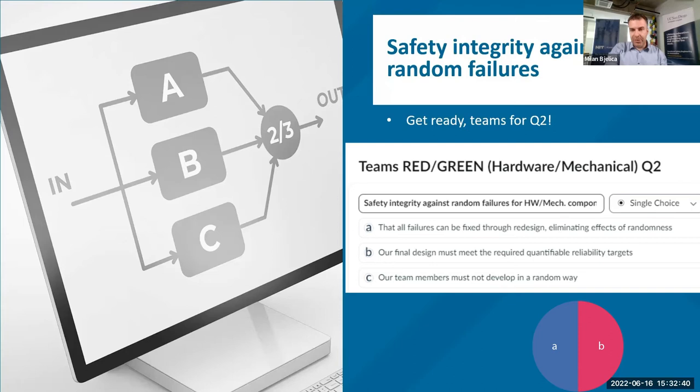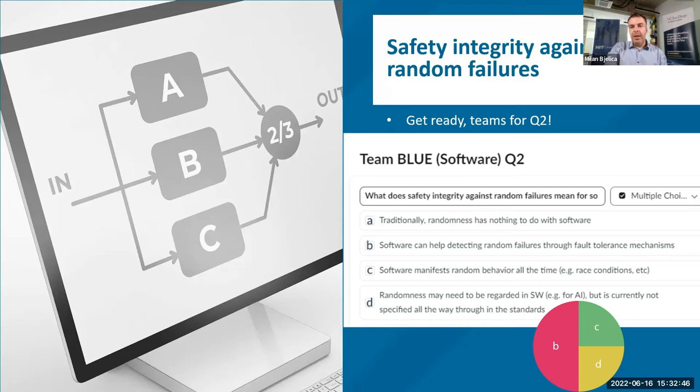Let's see how the software people answered. Traditionally, randomness has nothing to do with software. So nobody opted for this answer, but believe it or not, it's true. Because true randomness has nothing to do with software. Everything that you perceive as being random in software is actually quasi-random. There's always a bug, meaning a fault somewhere in the design, that causes these quasi-random effects. So this quasi-randomness can be avoided by following the systematic safety integrity principles.